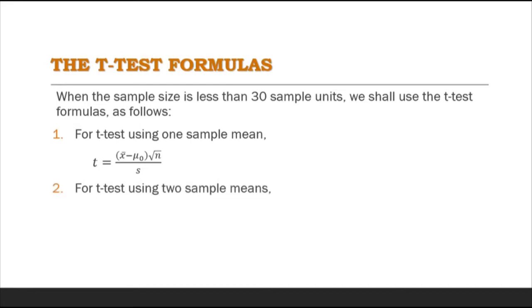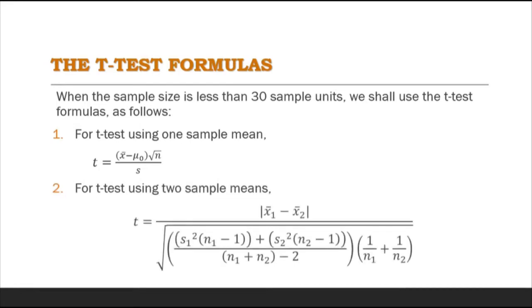While for the t-test using two sample means, ito naman yung ating gagamiting test statistic. T is equal to the absolute value of mean 1 minus mean 2, all over the square root of the quantity of variance times sample size minus 1 of group 1 plus variance of group 2 times sample size of group 2 minus 1, all over n sub 1 plus n sub 2 minus 2, times the quantity 1 over n sub 1 plus 1 over n sub 2. So, depende kung ano ang iyong gagamitin, if it is one sample or two sample means.